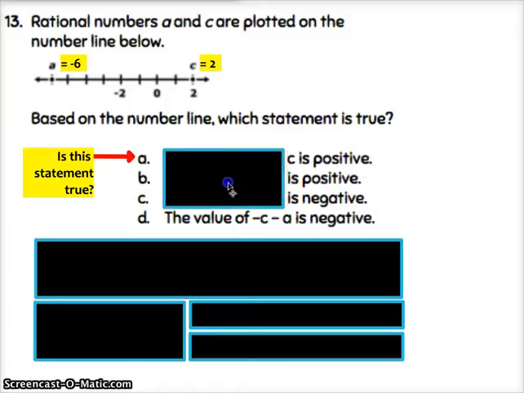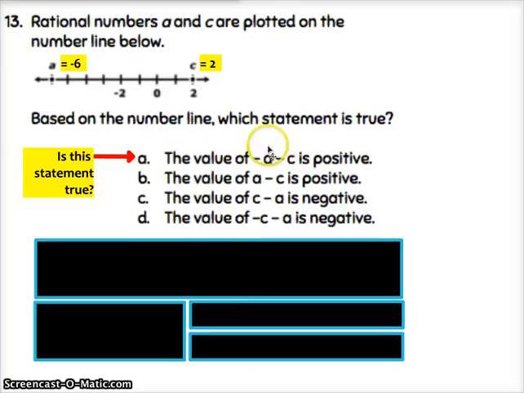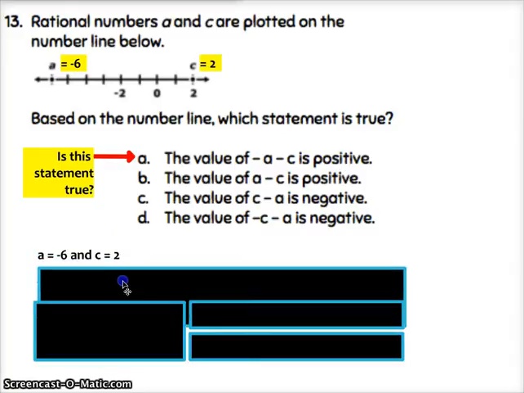So we'll start with A. Let's just start with a question. Is A true? Is this statement true? Well, how do we tell if it's true? The statement says that the value of the opposite of A minus C is positive. Well, how do we know if that's true or not? You have to substitute into that expression and see if the value or the answer is positive. So let's look at this. Remember, A is -6 and C is 2. These are the two values we will substitute into the statement.